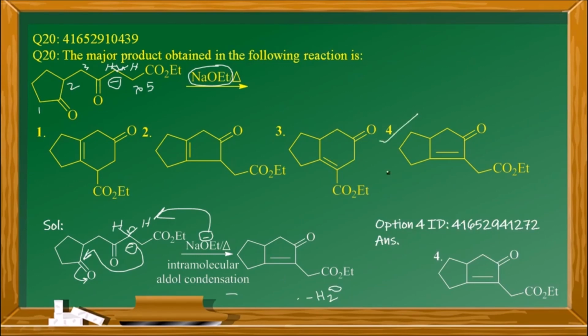The major product obtained in the following reaction is by aldol reaction, where we are going to cyclize these. So this carbonyl is here, this carbonyl is going to form the double bond, and this ester is here, so this carbon is here. So option number 4 is the correct option, friends.